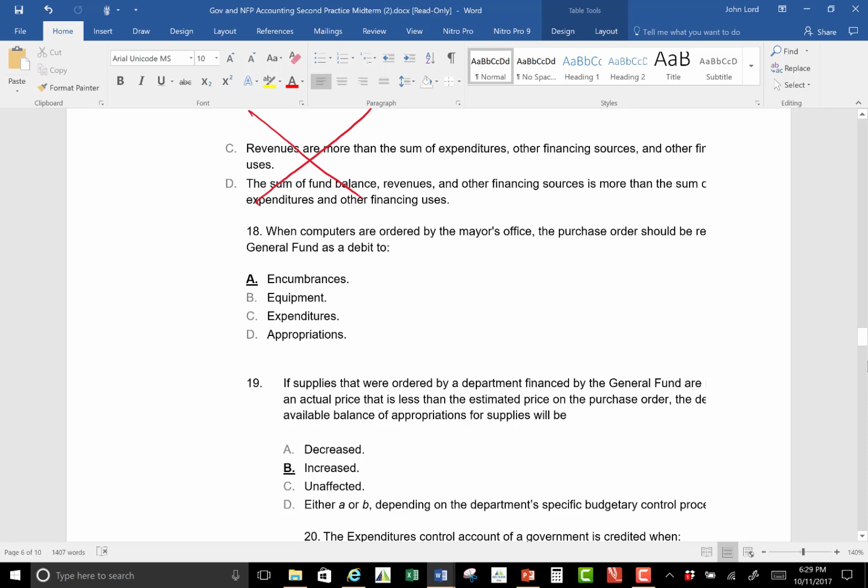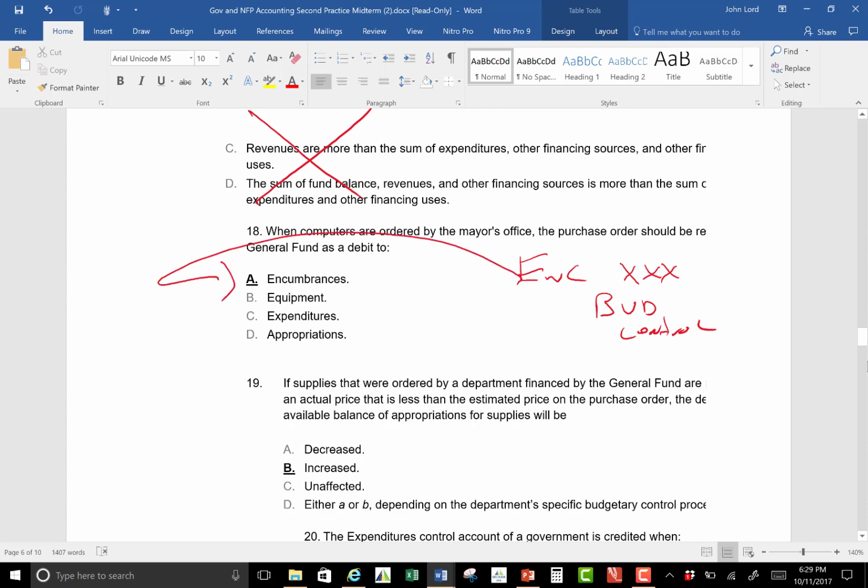Number 18. When computers are ordered by the mayor's office, the purchase order should be recorded in the general fund. What's the journal entry when I order computers? Debit encumbrance for whatever the price is that I ordered it for. Credit what? Bud control. Good. So the debit goes to the encumbrance, right?